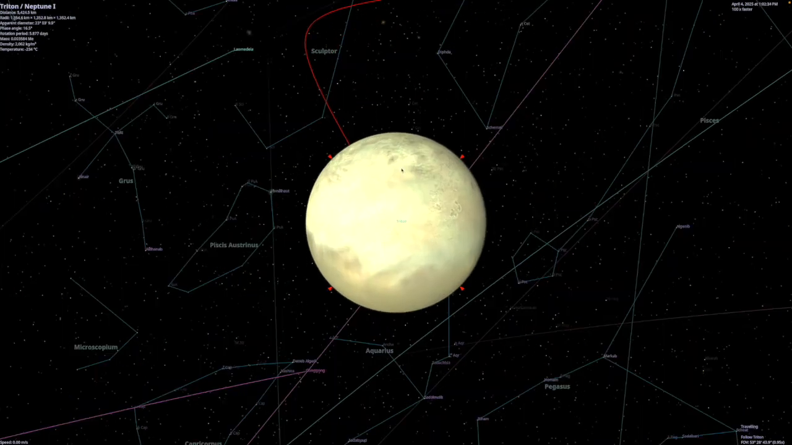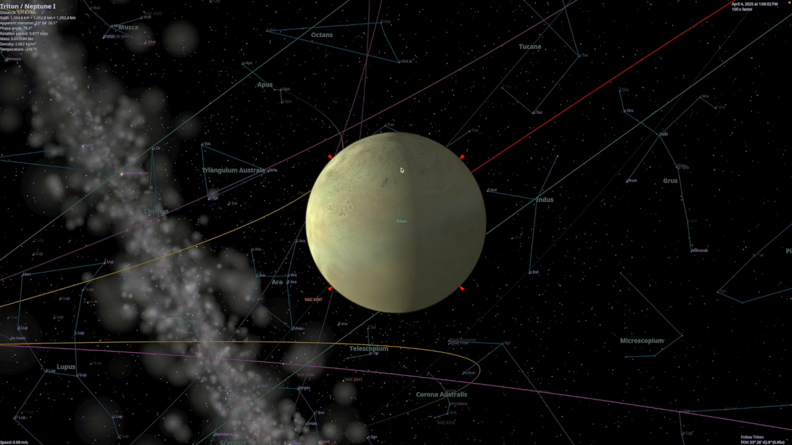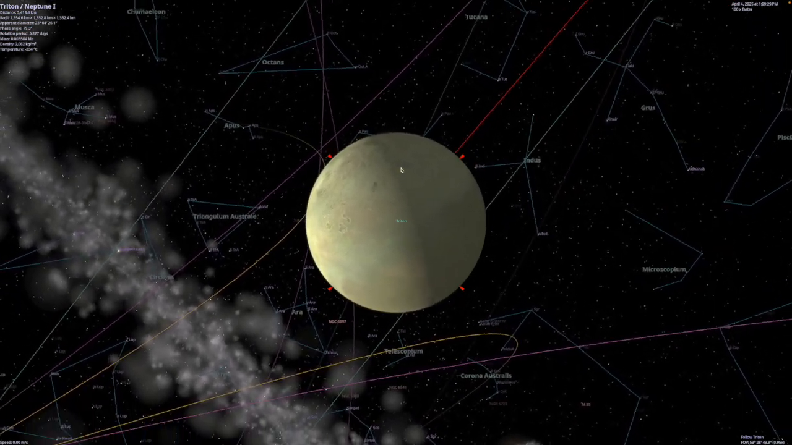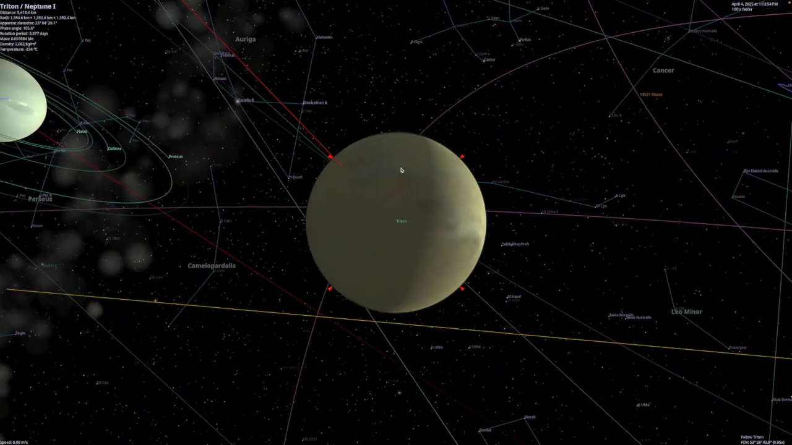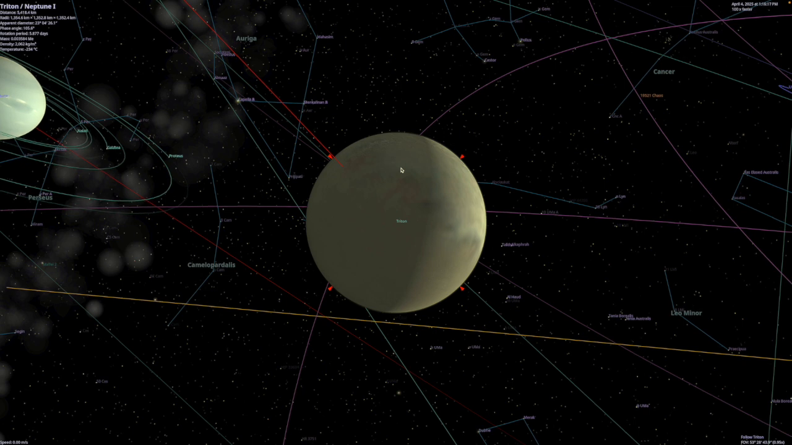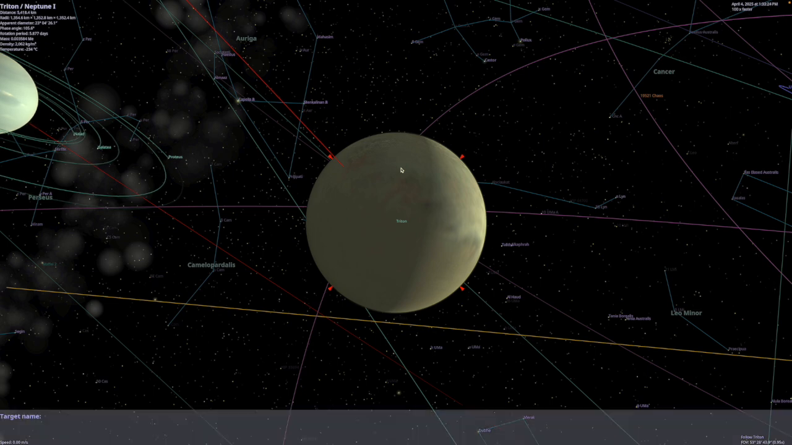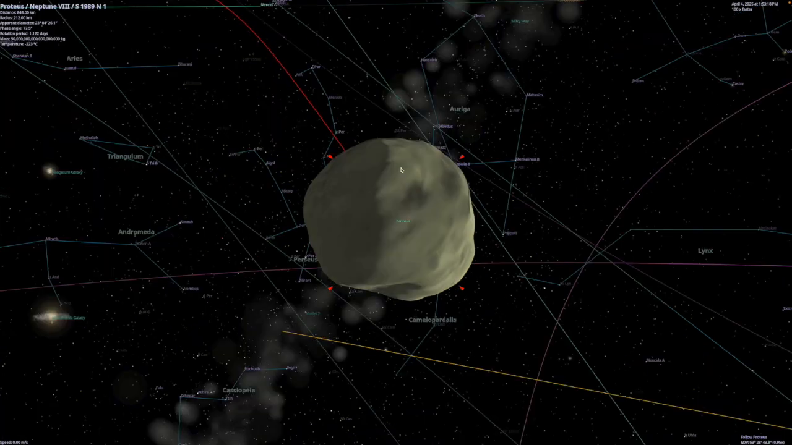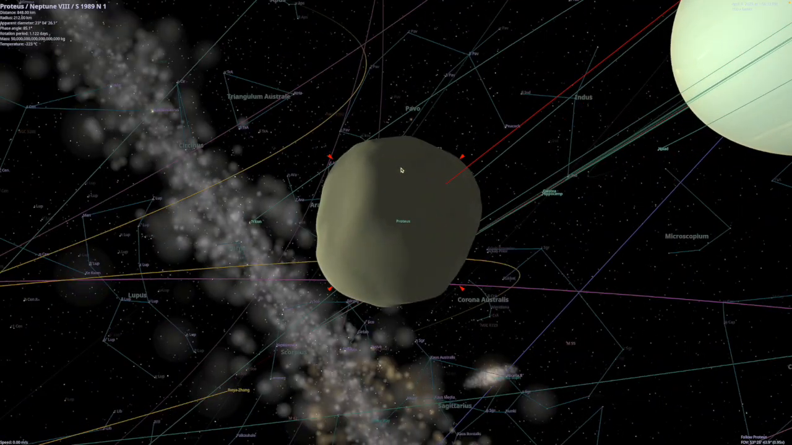Well, there's a theory. Okay, why is it so blurry over here? I'm not sure, but there's a theory that it's not actually a moon, but a dwarf planet that got captured by Neptune's orbit, and that's why it's the only big one. Then there is Proteus, the second largest one. It's 212 kilometers in radius. There it is.